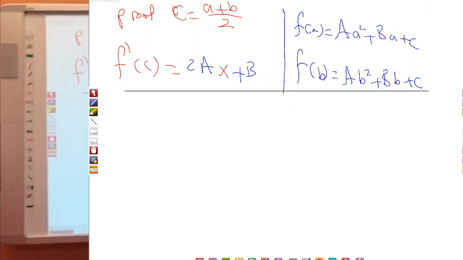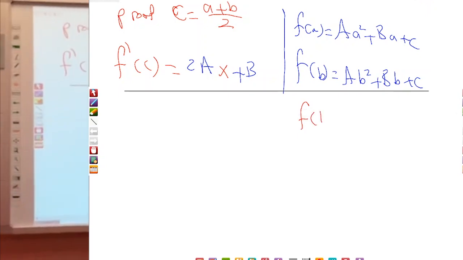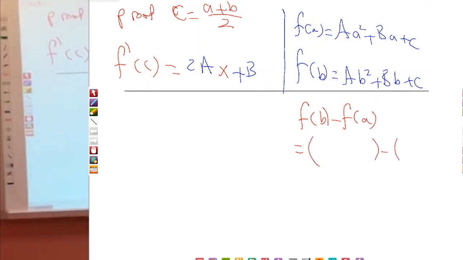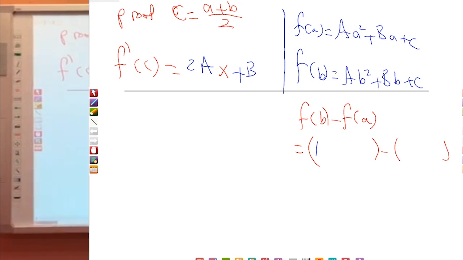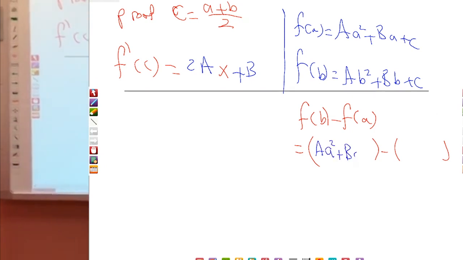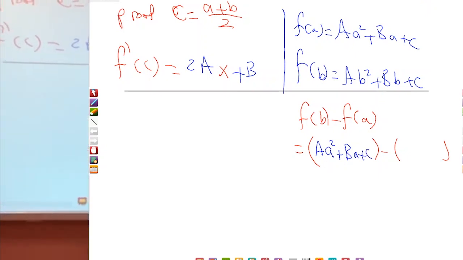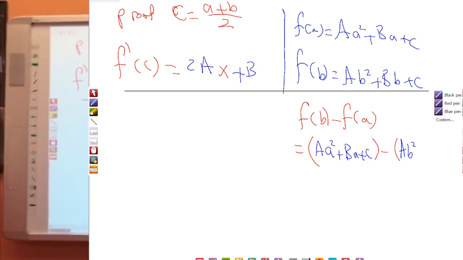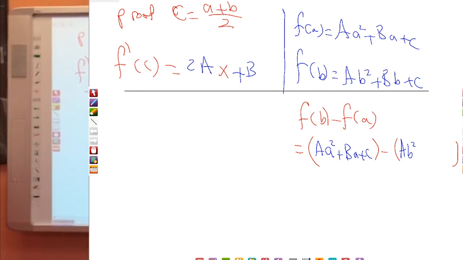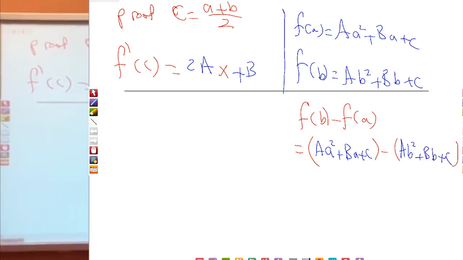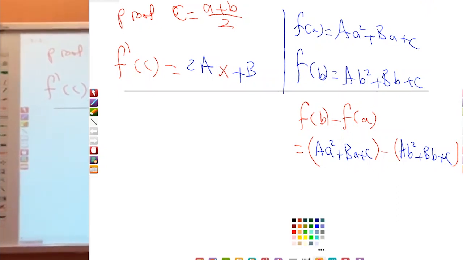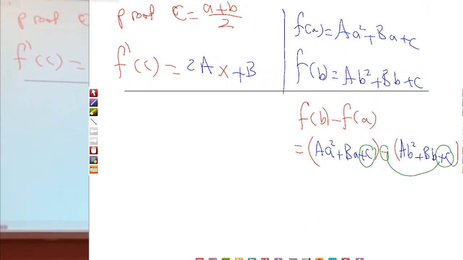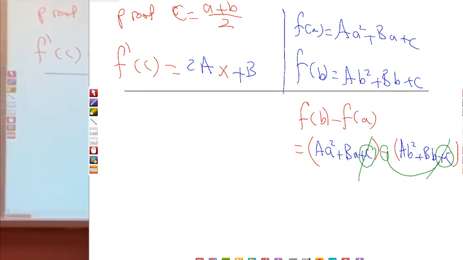On the side, I'm going to do them here. It's better for me to do f(b) minus f(a), right? Which is a b² plus b plus c, and here a² plus ba plus c. Look, Ismail, look at this guy here. Plus c, and here c, and what we have here is negative, right? This cancels with this, good?